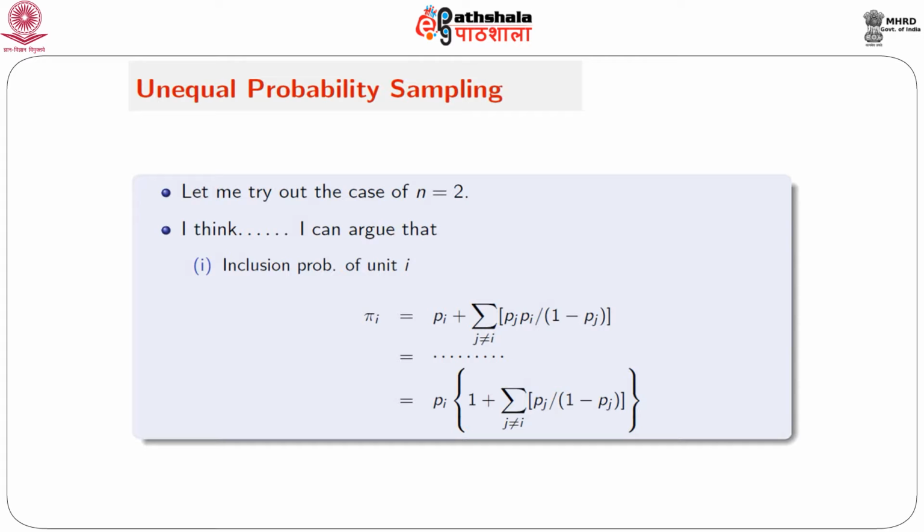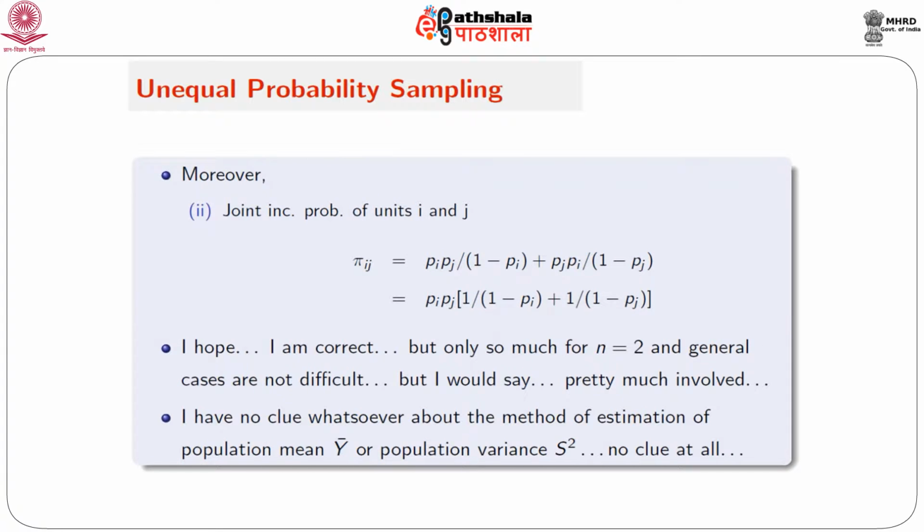And this quantity summed over all j different from i, you must remember that in this summation sign, whenever we are writing j not equal to i, we have to be very clear about it. Here j is the running symbol and i is fixed, because we are referring to the computation of pi i. Okay, and that simplifies to this thing. Easy simplification.